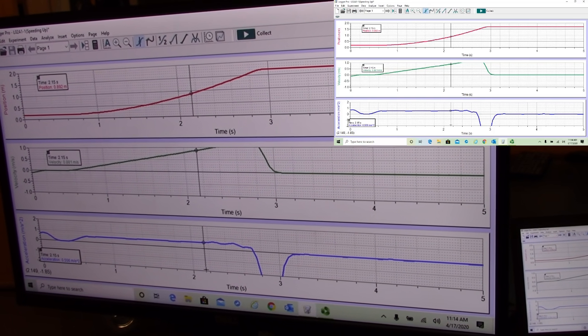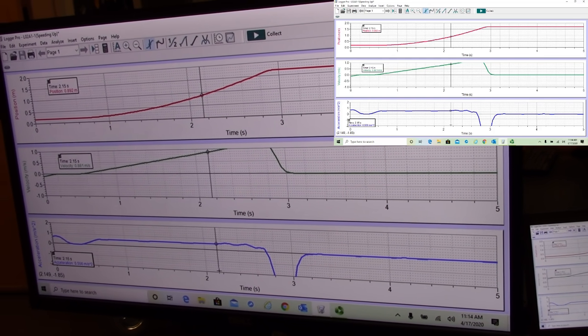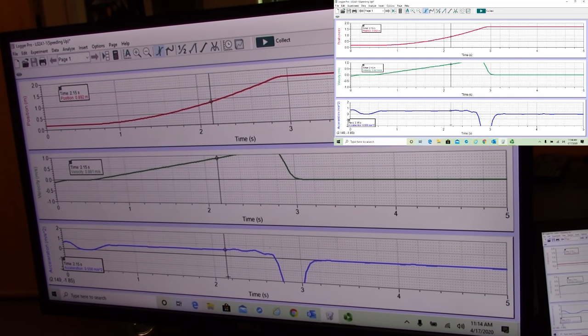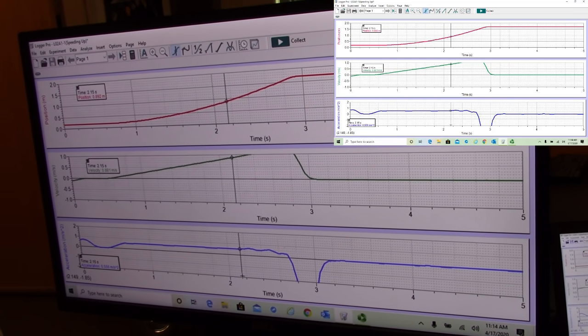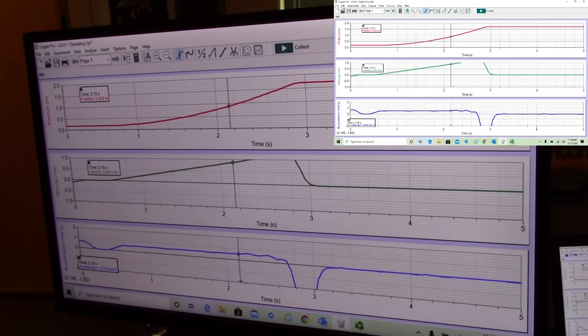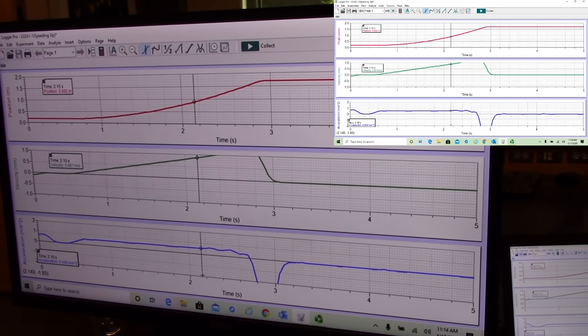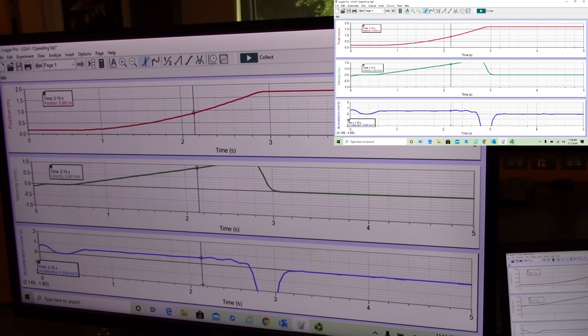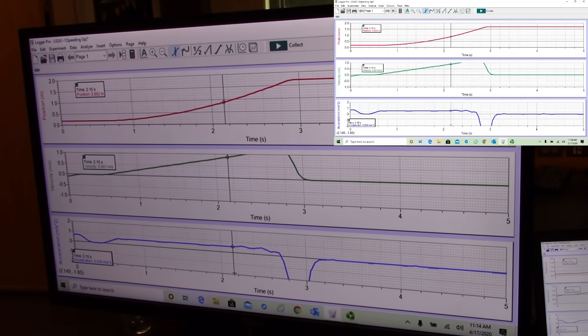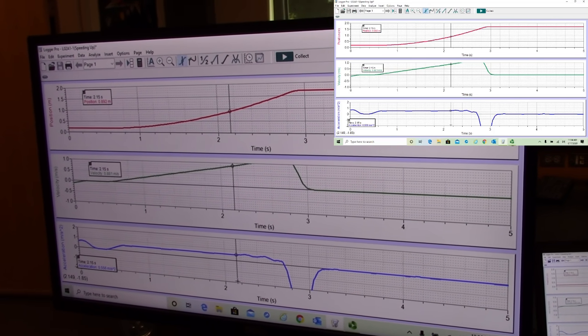You'll use that data to do your calculations. You'll be looking at the differences, and you'll be using the velocity time information to calculate an acceleration.